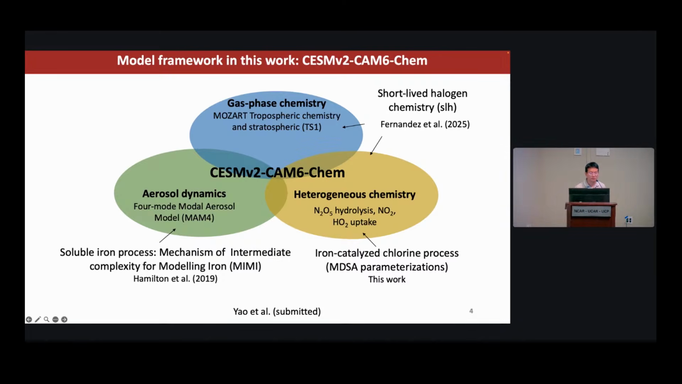modes, and also the combustion and biomass burning iron and also simulate the aging process, which transfers the insoluble iron to soluble iron, and then which can make the reaction happen. And we also evaluate iron catalyzed chlorine production to evaluate what the strength of the chlorine production rates should be.